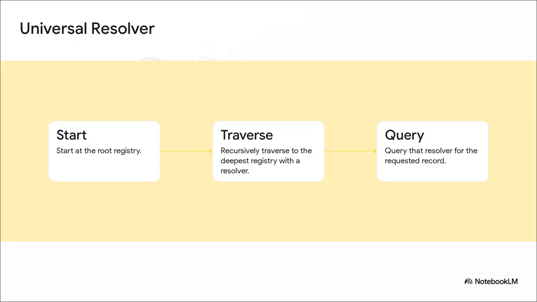But wait, with all these independent custom registries floating around, how do applications actually find anything? Well, enter the universal resolver. It acts as an incredibly smart router in 3 elegant steps. Step 1, it starts at the root registry. Step 2, it drills down or recursively traverses to the deepest registry that actually has a resolver set. And step 3, it queries that resolver for the requested record. The beauty of this is that it handles all the complex routing completely behind the scenes. Client applications don't have to bear the heavy burden of figuring out these complicated pathways.